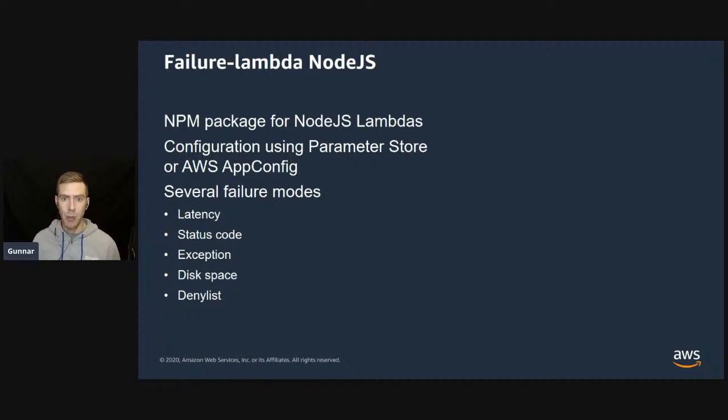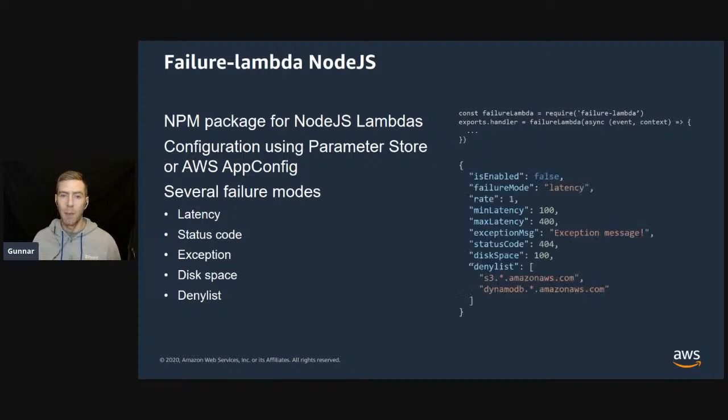We can create exceptions within our Lambda functions. We can do these disk space experiments, or we can use a deny list as a way to intercept and then deny network calls to downstream services, be it AWS services like DynamoDB, or perhaps more commonly use it with our third-party APIs to see how our application behaves. And it's fairly easy to get started with. We wrap our Lambda handler with it, and then we're good to go. Then we set up the configuration for it, which is done through basic JSON syntax and, as I said, stored in Parameter Store or by using AWS AppConfig.